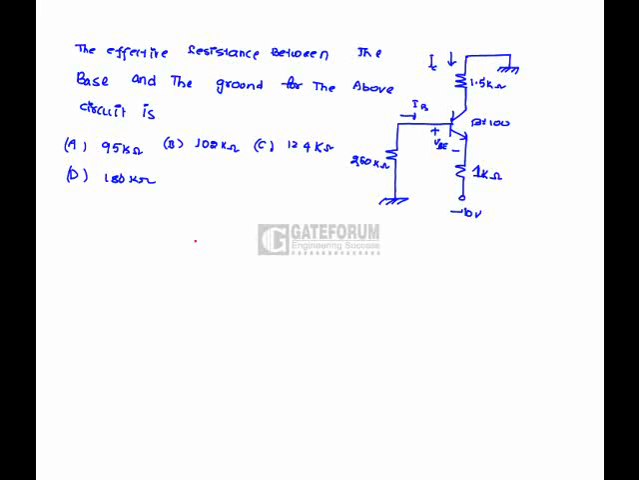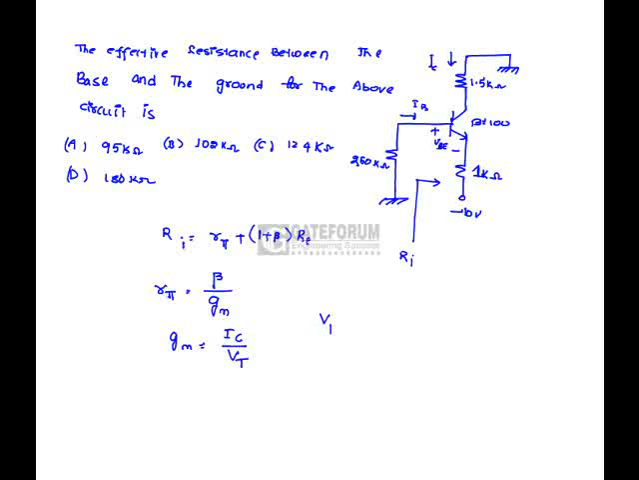Effective resistance between the base and the ground for the above circuit is. Here input resistance means between the base and the ground is nothing but this one, Ri. Ri is nothing but R pi plus 1 plus beta into Re. Here R pi is nothing but beta by Gm, whereas Gm is nothing but Ic by Vt. Here Vt is nothing but 26 millivolts.